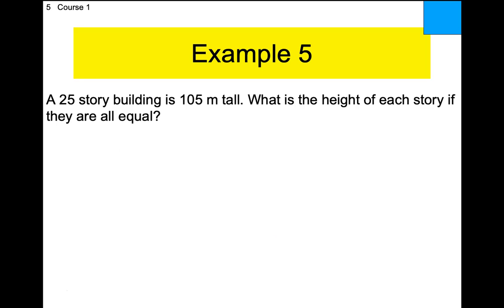All right, here we go. We have a 25 story, what the heck is a story? How many levels? Levels, floors, right? So we have a 25 floor, 25 level, 25 story building. The total building is 105 meters tall. What is the height of each story if they are equal?